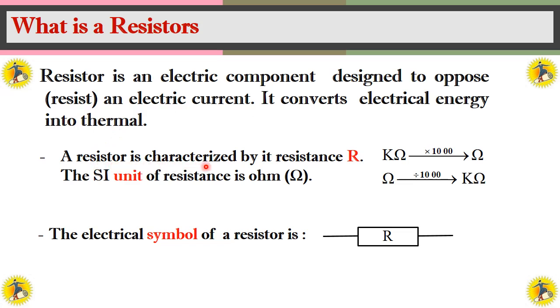A resistor is characterized by its resistance R. The SI unit of resistance is ohm. To convert from kilo ohm to ohm, we multiply by 1000. To convert from ohm to kilo ohm, we divide by 1000. The electrical symbol of a resistor is shown.